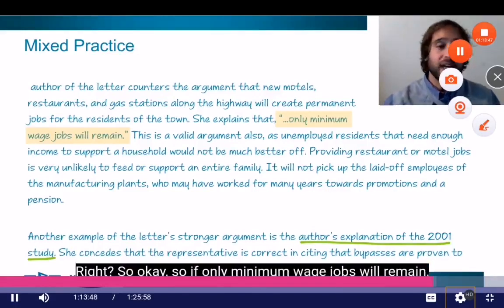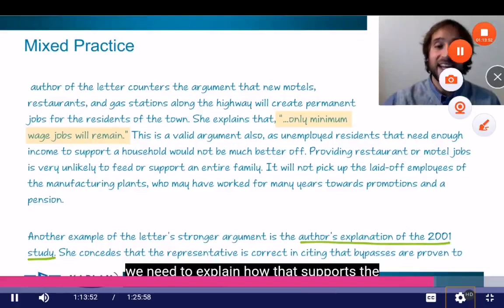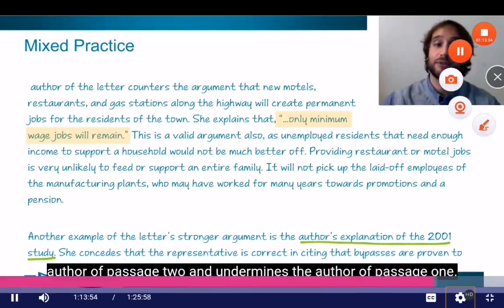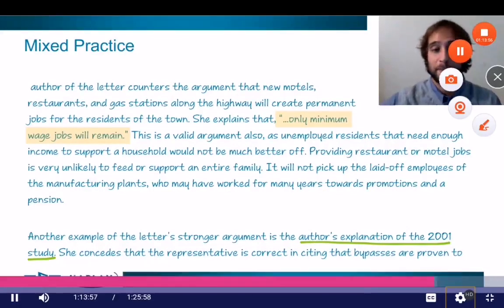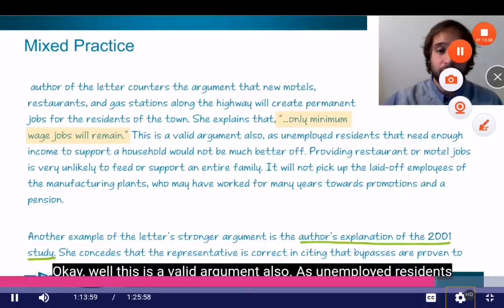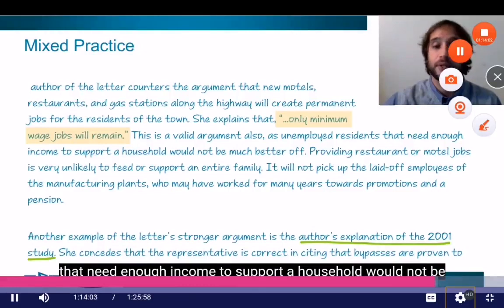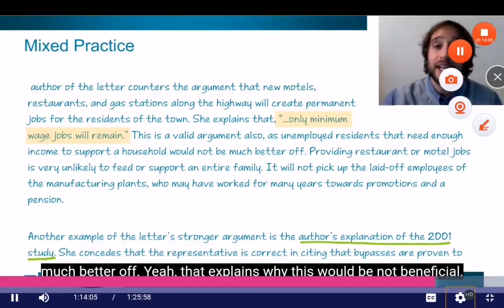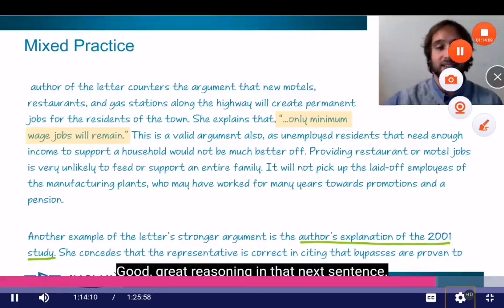All right, so if only minimum wage jobs will remain, we need to explain how that supports the author of passage 2 and undermines the author of passage 1. Okay, well, this is a valid argument also, as unemployed residents that need enough income to support a household would not be much better off. Yeah, that explains why this would not be beneficial. Good, great reasoning in that next sentence.